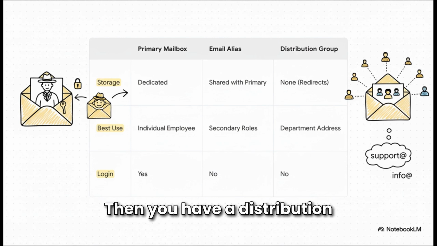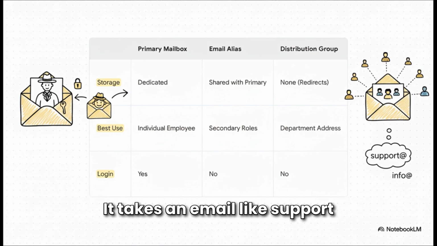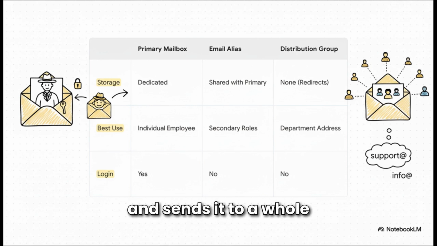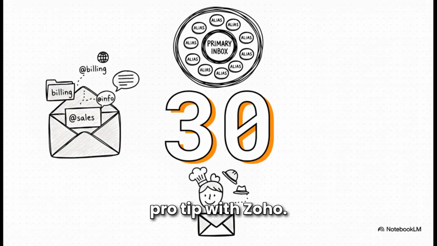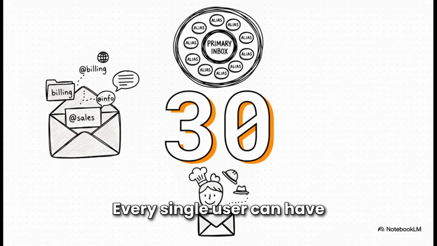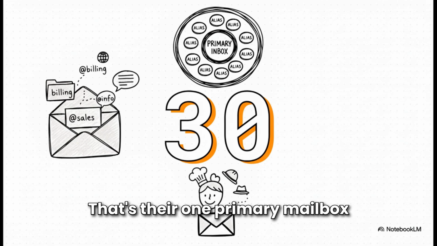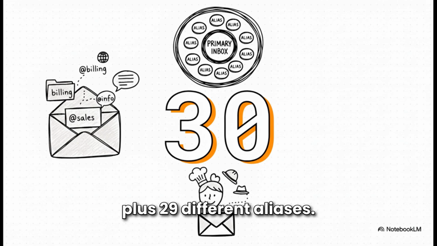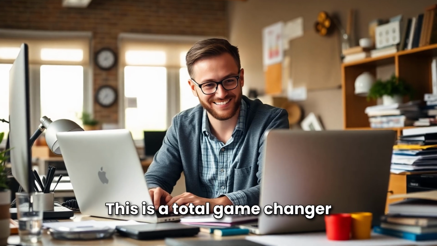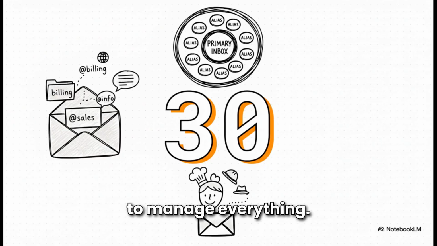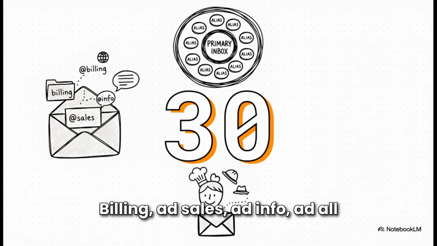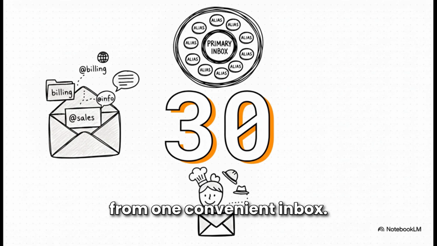Then you have a distribution group, which is different. It takes an email like support@ and sends it to a whole bunch of people at once. And here's a really cool pro tip. With Zoho, every single user can have up to 30 addresses. That's their one primary mailbox plus 29 different aliases. This is a total game changer for a small business owner who has to manage everything: billing@, sales@, info@, all from one convenient inbox.